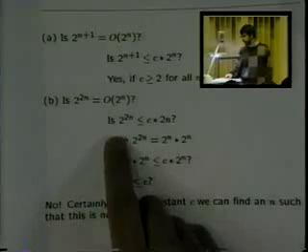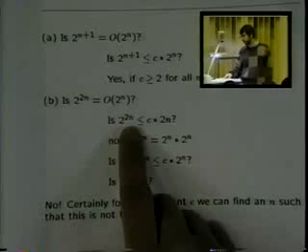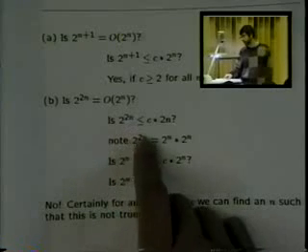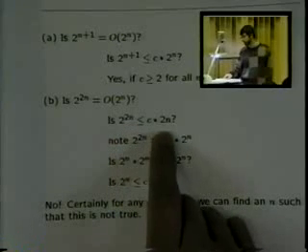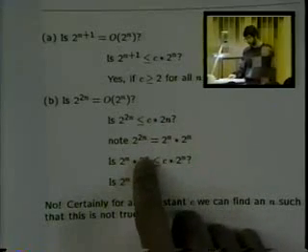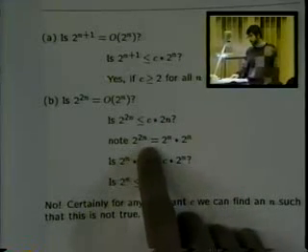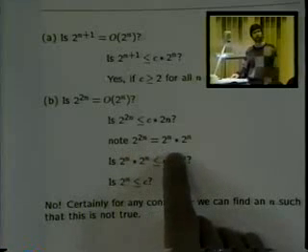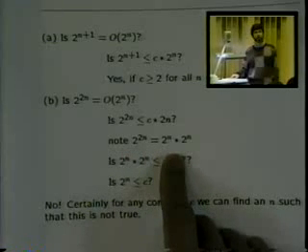Well, it is if 2 to the 2n is less than or equal to some constant times 2 to the n. Okay, that should be a 2 to the n. Now, 2 to the 2n is 2 to the n times 2 to the n. That you should remember from way back when.